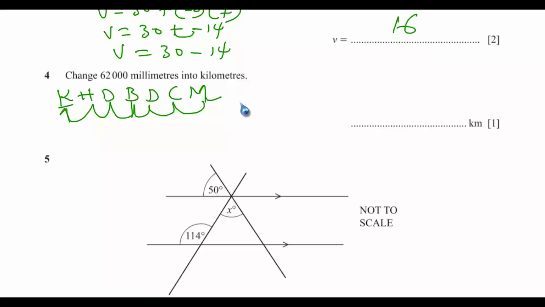So let's write down 62,000. So let's move from this spot. 1, 2, 3, 4, 5, and 6. So that means the decimal point will be here. So you need to fill this with a 0. So the final answer will be 0.062 kilometers. So you don't need to repeat the remaining zeros as they do not mean anything. Okay, so let's go to the next question.